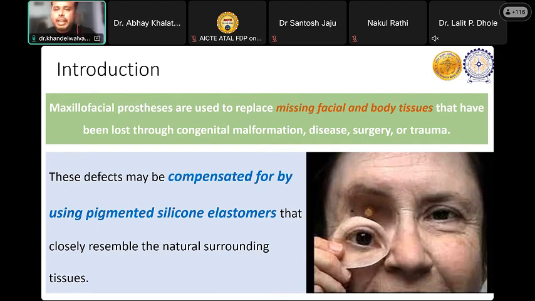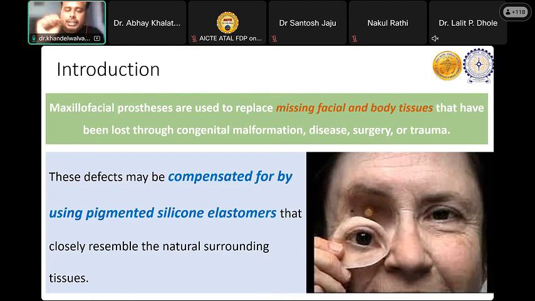It affects their quality of life, thereby deteriorating their morale, and there is also a high sense of depression among them. So overall, the quality of life in such patients is very much decreased or compromised. There is also a second problem: there are very few good maxillofacial prosthetic centers available in India, and it requires a lot of time to fabricate such prostheses.